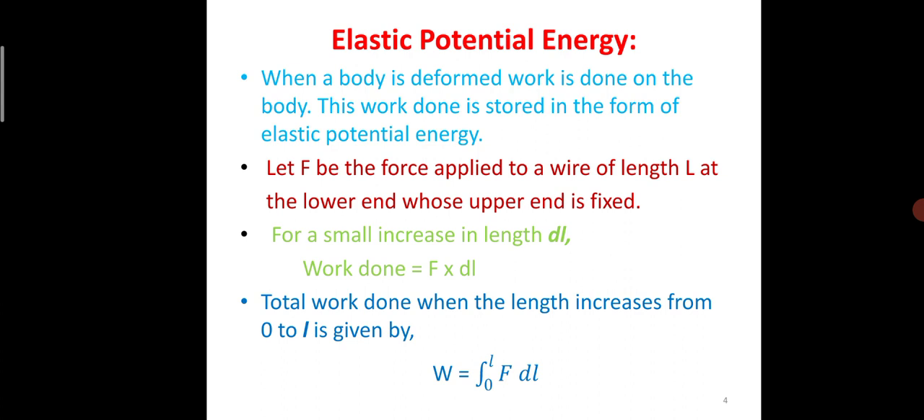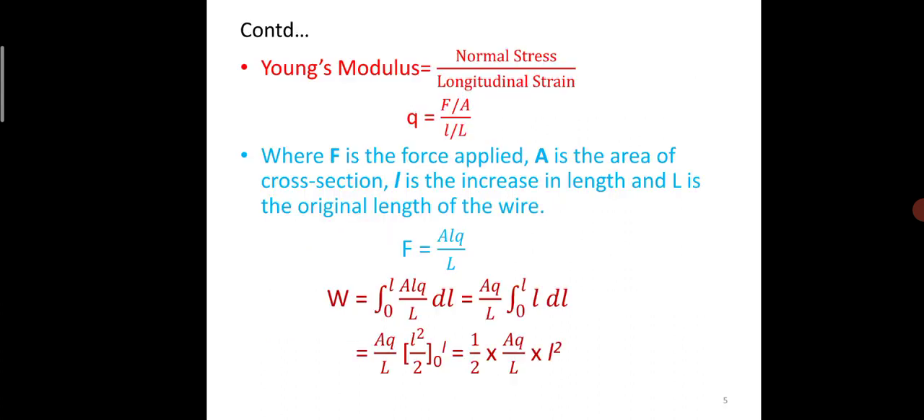Then there is an increase in the length of the wire, and for a small increase in length dl, the work done on the wire is given by F into dl. If the length of the wire increases from 0 to small l value, then the total work done is given by W is equal to the integral of F into dl, between the limits 0 and l.